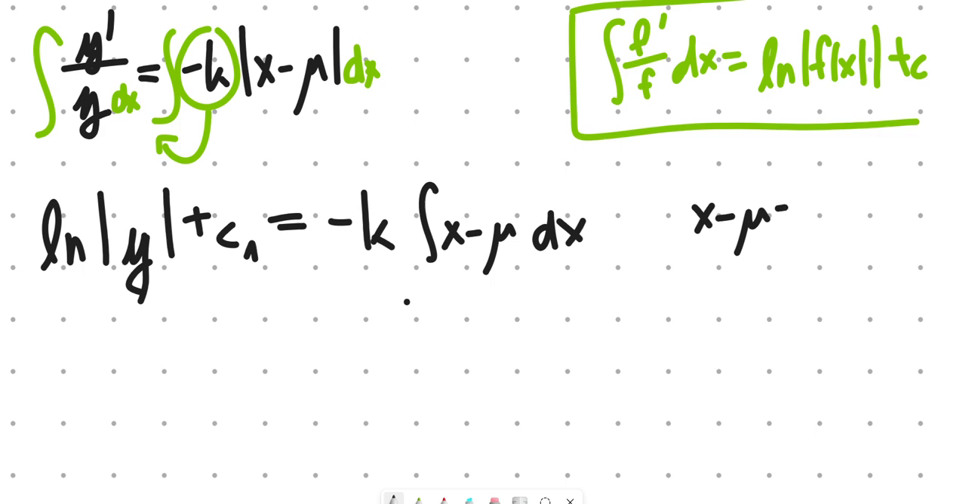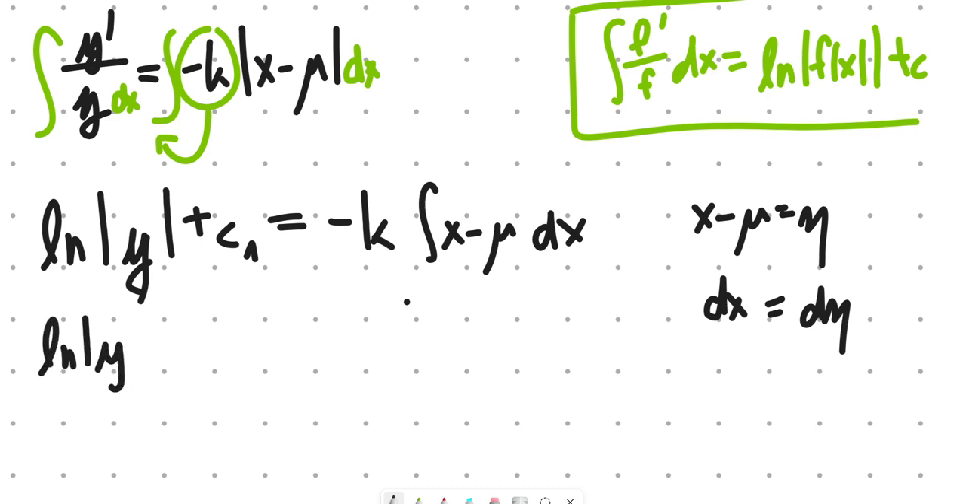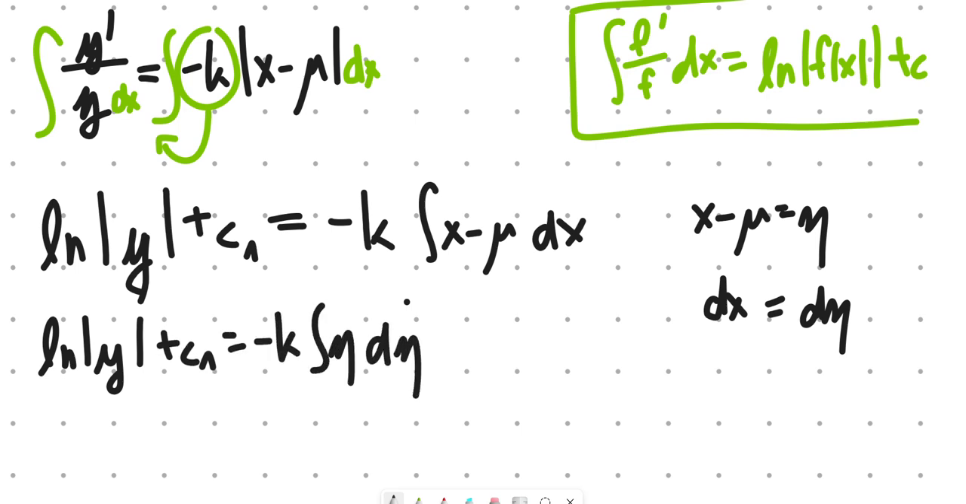Since x minus mu is another function of itself, we're going to do another substitution: x minus mu is going to be some kind of eta. Eta can be u or a or anything. Now I'm going to differentiate both sides. The d eta is going to be dx. Now we can rewrite it as negative k times eta d eta, which is going to be 1/2 eta squared plus another constant c2.